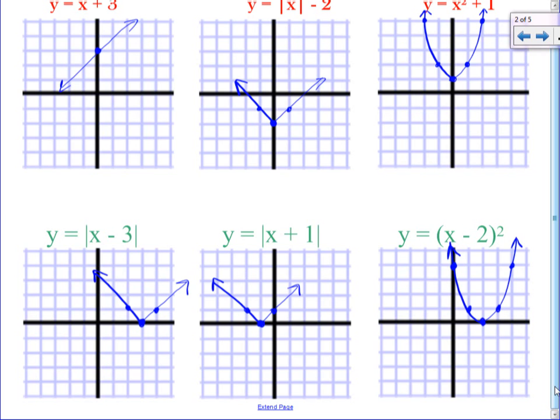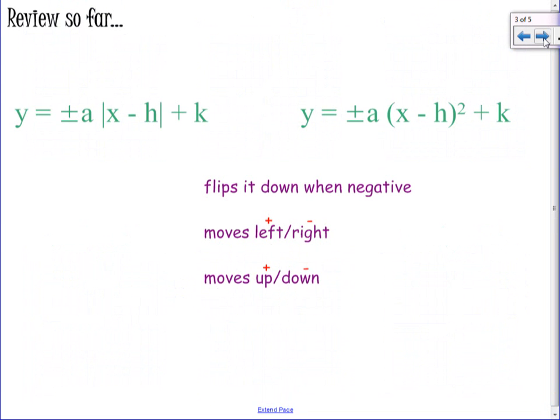So far we know that a negative sign will flip it upside down. Numbers on the end shift up or down. Numbers with x shift it left or right. So let's summarize that right now. We're just going to draw arrows to this. So where does it actually flip it upside down? What tells you that? What part tells you if it's flipped upside down?